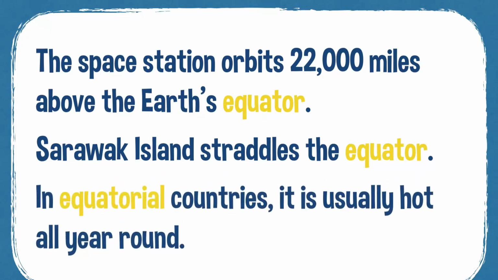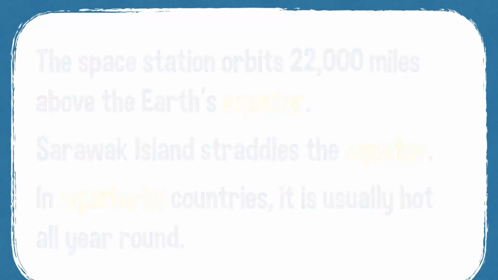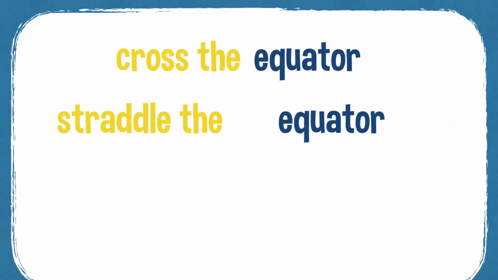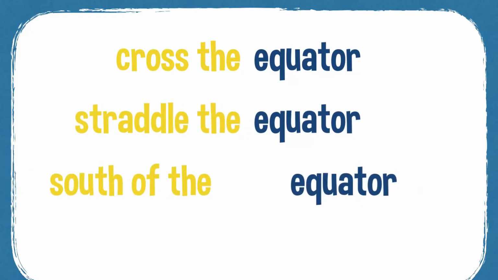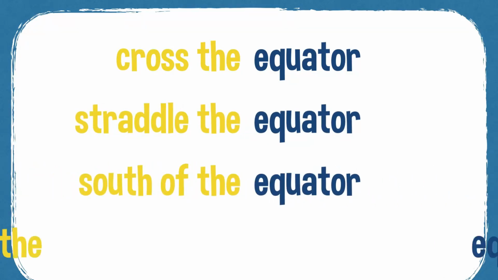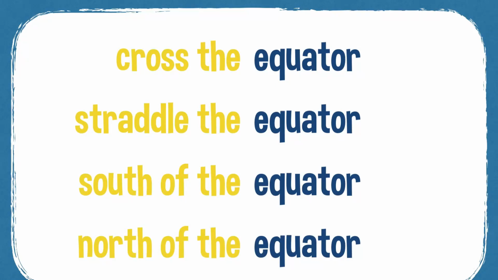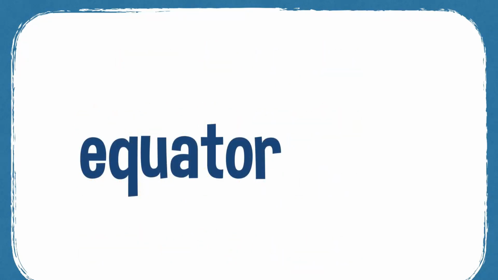In equatorial countries, it is usually hot all year round. So you can cross the equator, straddle the equator. You can be south of the equator or north of the equator. So the adjective of equator is equatorial. So equator, equatorial. So the stress moves.